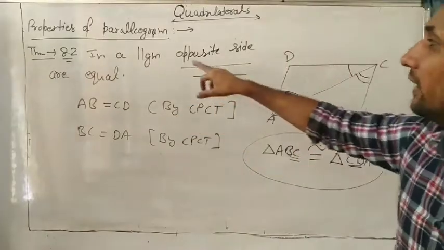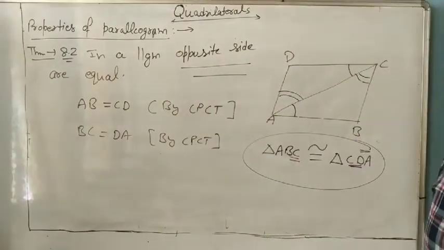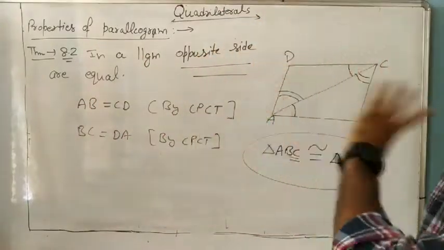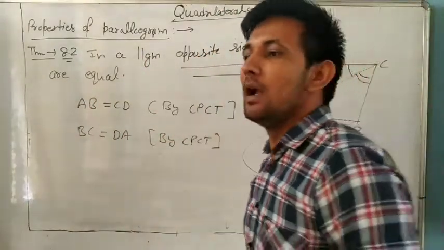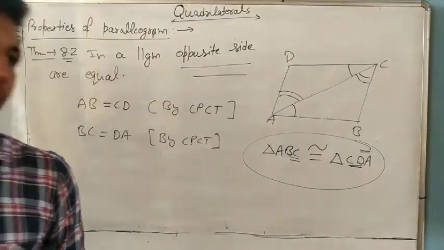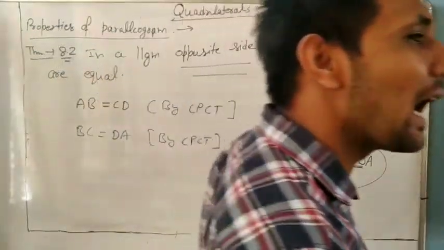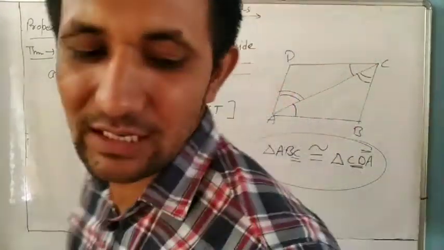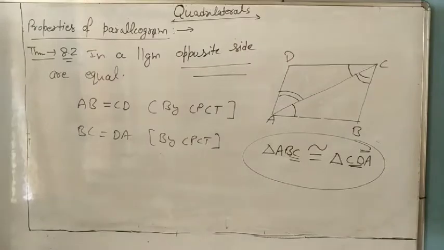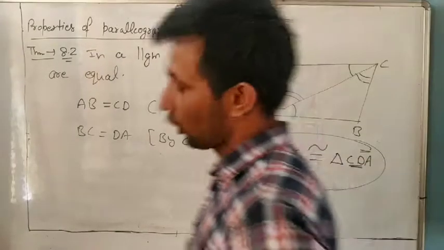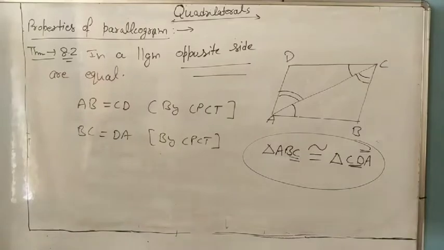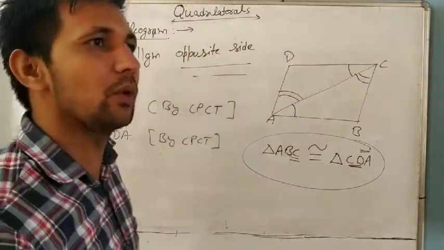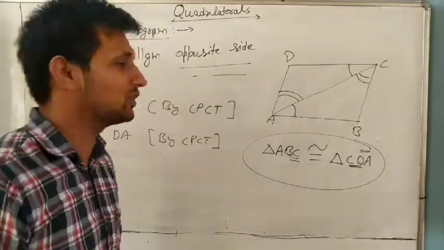Now we already proved that in a parallelogram opposite sides are always equal. So it is the first property of a parallelogram. We already proved that. Always remember, in a parallelogram, opposite sides are equal. Understand it? Next, theorem 8.3. This one will not be in the exam, only you have to remember this one. In a parallelogram, opposite sides are equal, opposite angles are equal, diagonals bisect each other, all these properties.